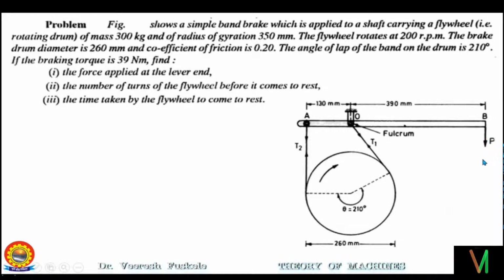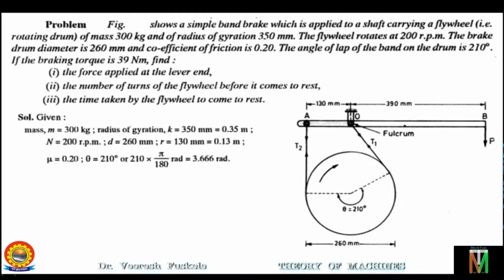Now let's start solving the problem and see what's given. Mass M is 300 kg, radius of gyration K is equal to 350 mm, that is 0.35 meter, speed is 200 rpm, diameter of drum 260 mm, so the radius will be 130 mm, that is 0.13 meter, mu is 0.2, theta, the angle of wrap, is 210 degrees, which will be equal to 3.66 radians, and braking torque is 39 Newton meter. Now let's find out the force applied at the lever end.